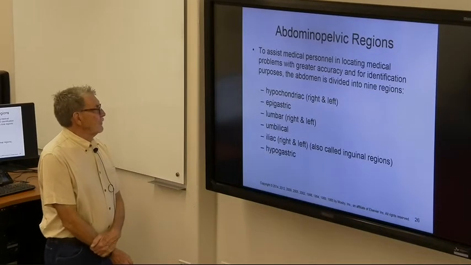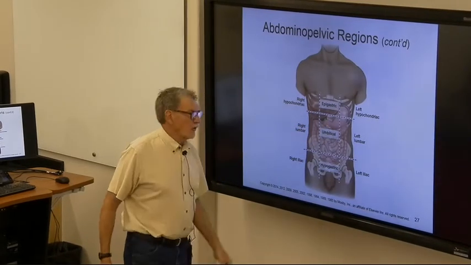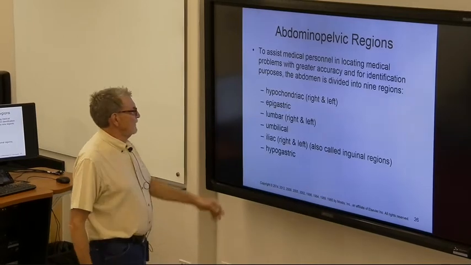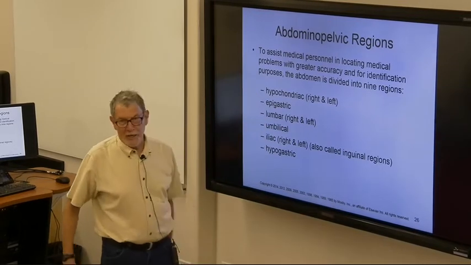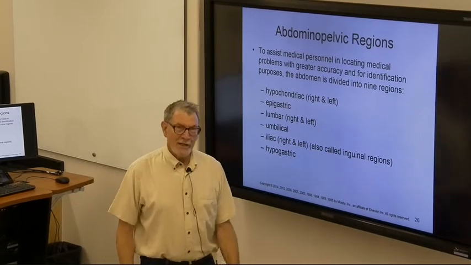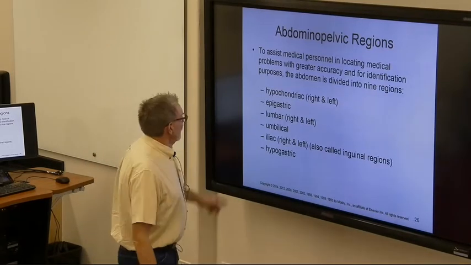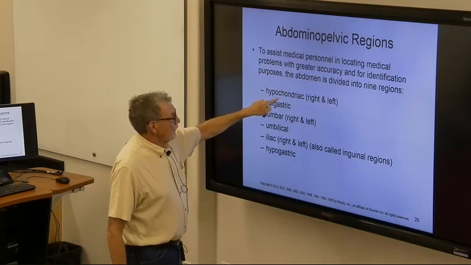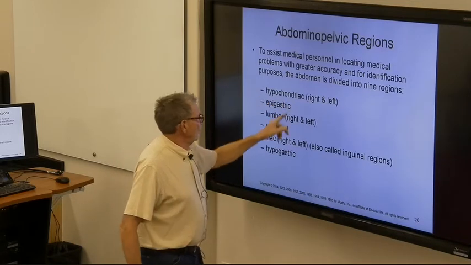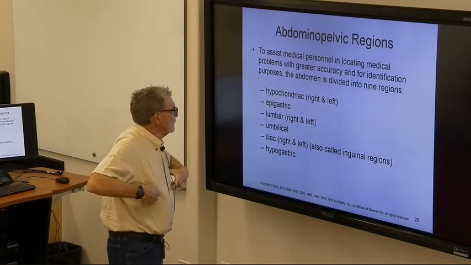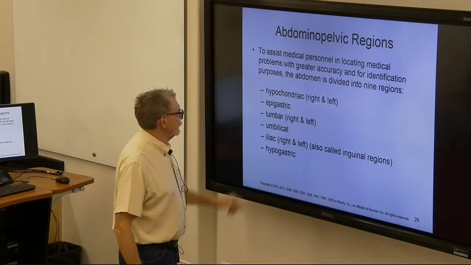Now the regions, you're dividing it into nine spots here, so you can be a little bit more specific. The highest up and on the sides is called the hypochondriac region. Well, this is an unfortunate name because what we think of hypochondriacs is people who think they're sick all the time when they're not. But in fact, this means below the ribs. It's below the ribs on the right and left, so it's up here. Epigastric means above or on top of the stomach.